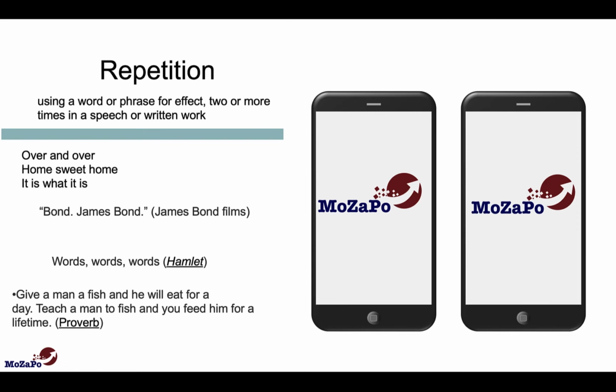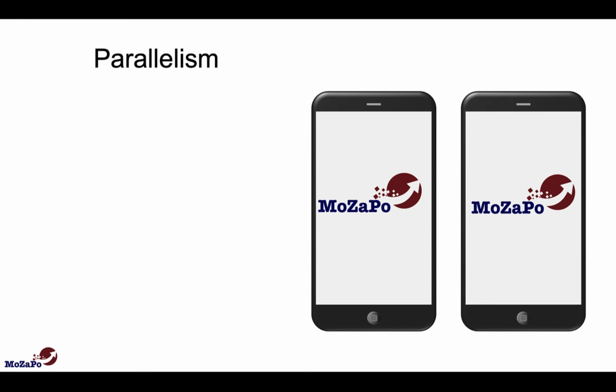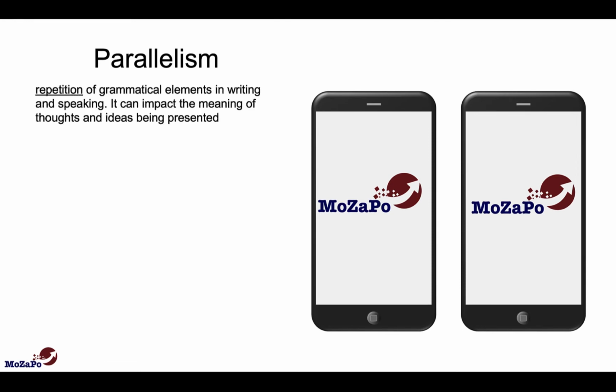For example, Bond. James Bond. As you see, the word Bond is repeated. Let's go over parallelism: repetition of grammatical elements in writing and speaking. It can impact the meaning of thoughts and ideas being presented. As you see here, we have repeating of grammatical elements.